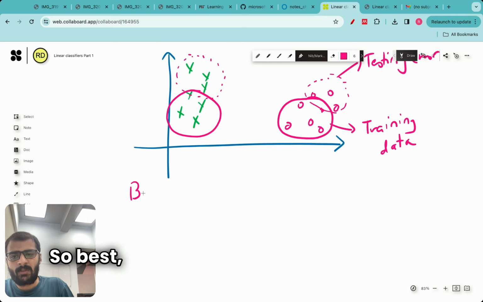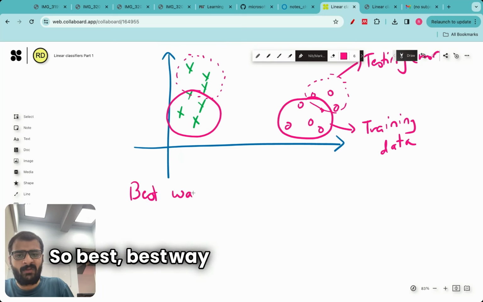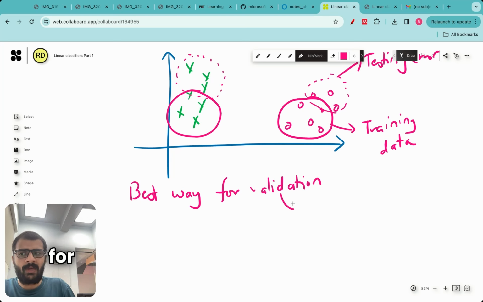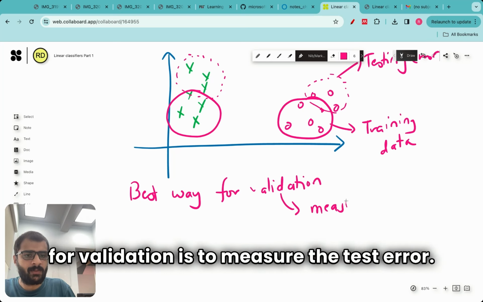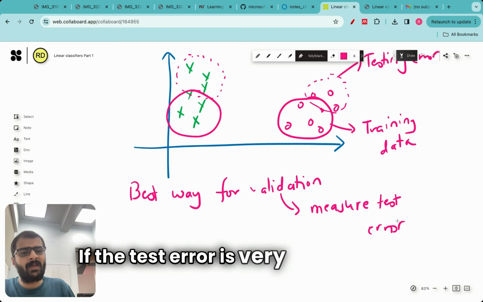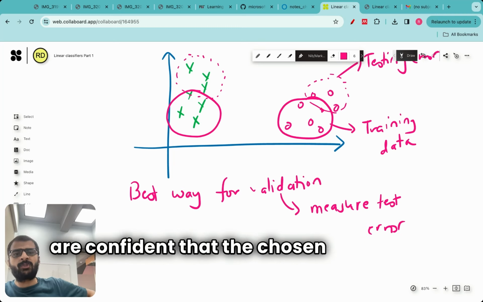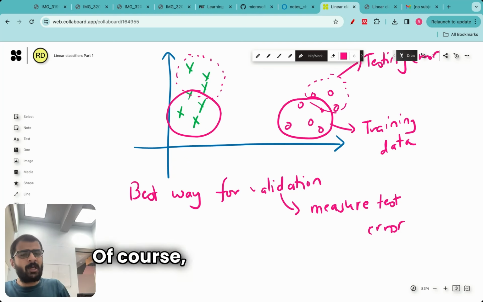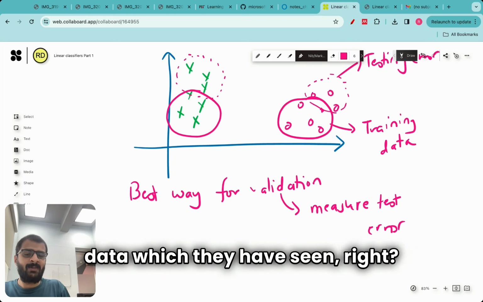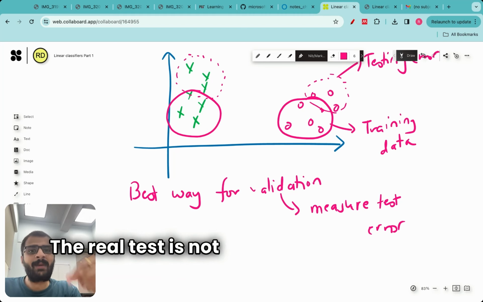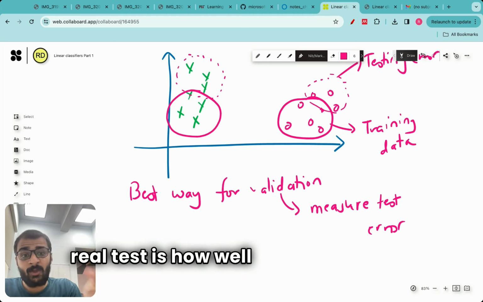The best way for validation is to measure the test error. If the test error is very low, then we are confident that the chosen hypothesis can perform well on data which it has not seen. Of course, algorithms do well on data which they have seen. But the real test is, like when you're preparing for an exam, the real test is not practice assignments, but how well you do in exams.